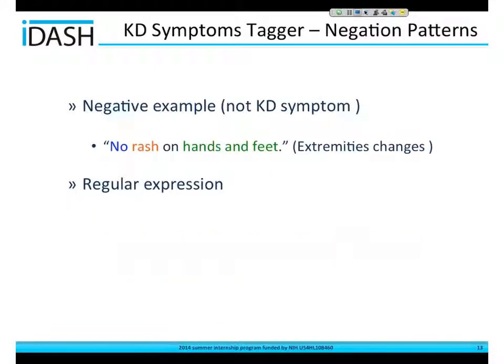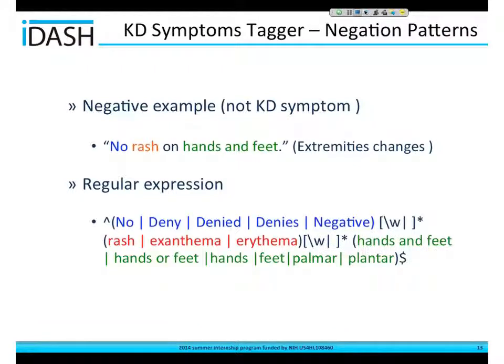This is a negative example that we will not annotate as a KD symptom. No rash on hands or feet, because there's a no in front of rash on hands and feet. The no can be replaced also by other negation words, and the rash can be replaced by eczema and erythema.